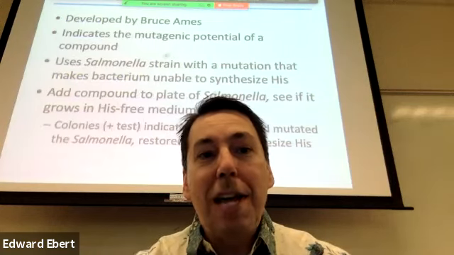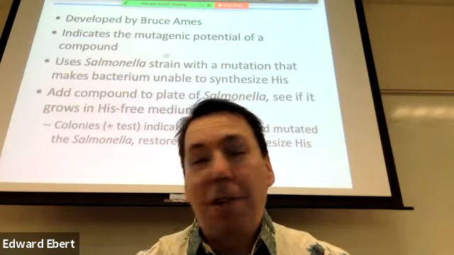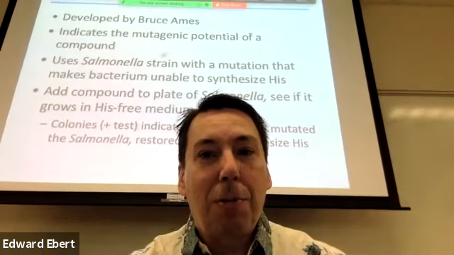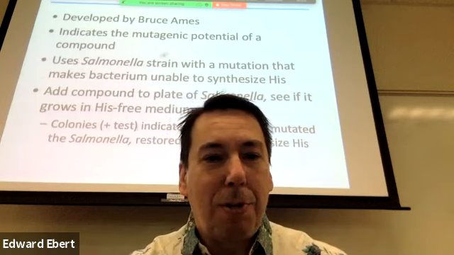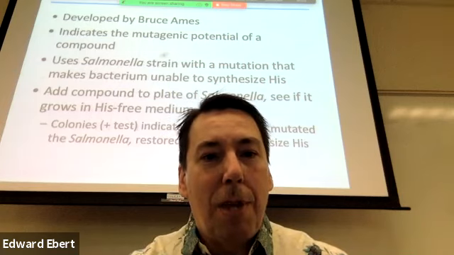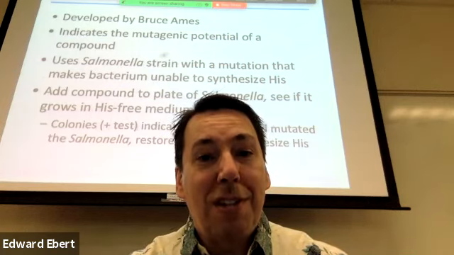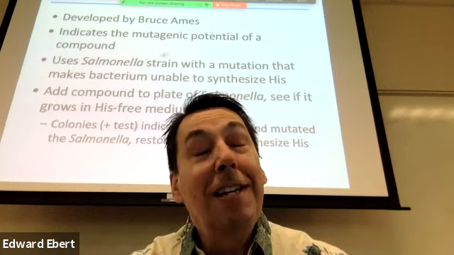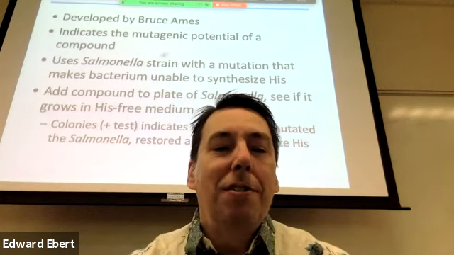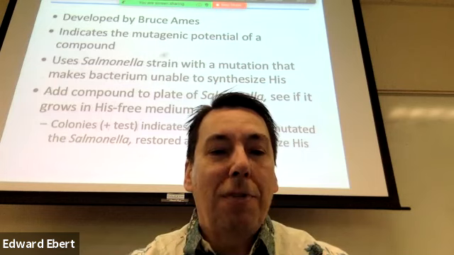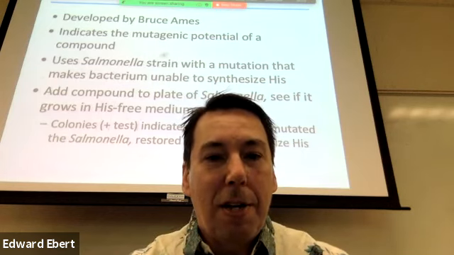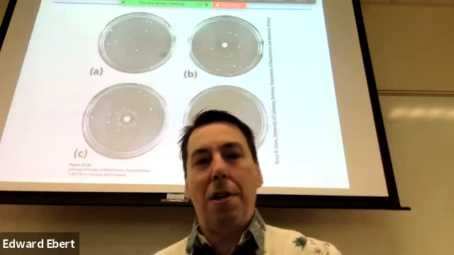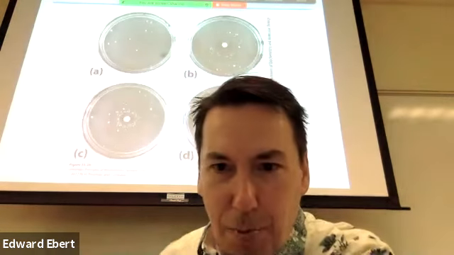If we look at the Ames test, this is basically a test to figure out how mutagenic a particular compound is. So in this case, they used a particular Salmonella strain that makes it unable to synthesize histidine. So they add a compound to it to see if it'll grow in this histidine-free medium.